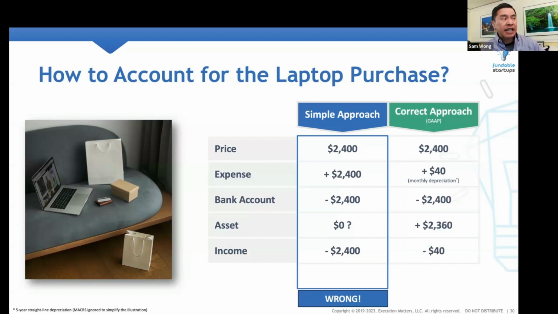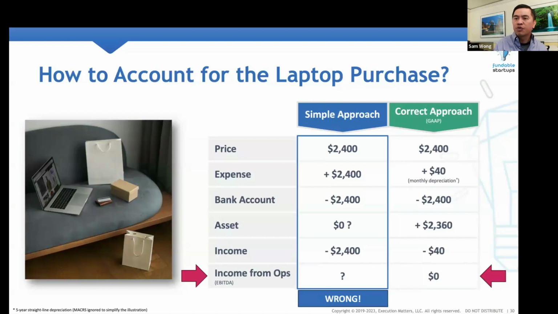And this is just basic accounting. Then there's another concept, income from operations. If you have an accounting background, you probably refer to this as EBITDA, earnings before income tax, depreciation, and amortization. Taking the simple approach, what is your EBITDA? But the correct approach with GAAP accounting, your income from operations is zero.